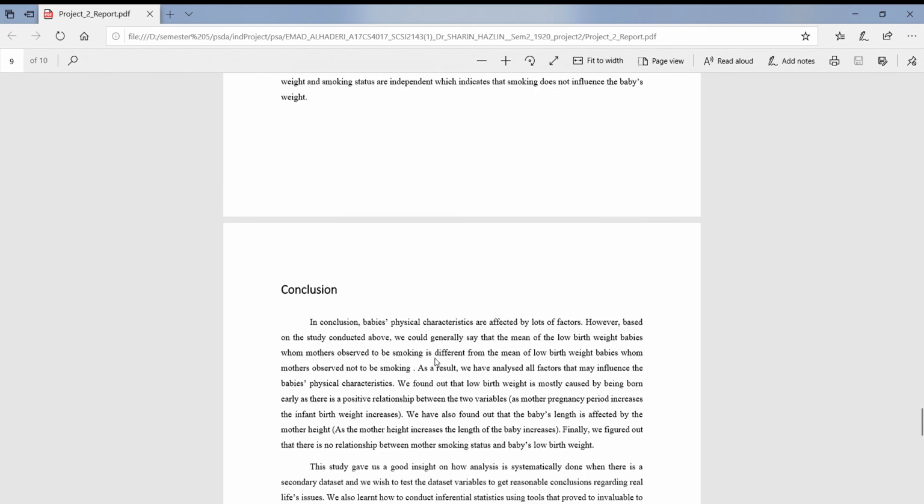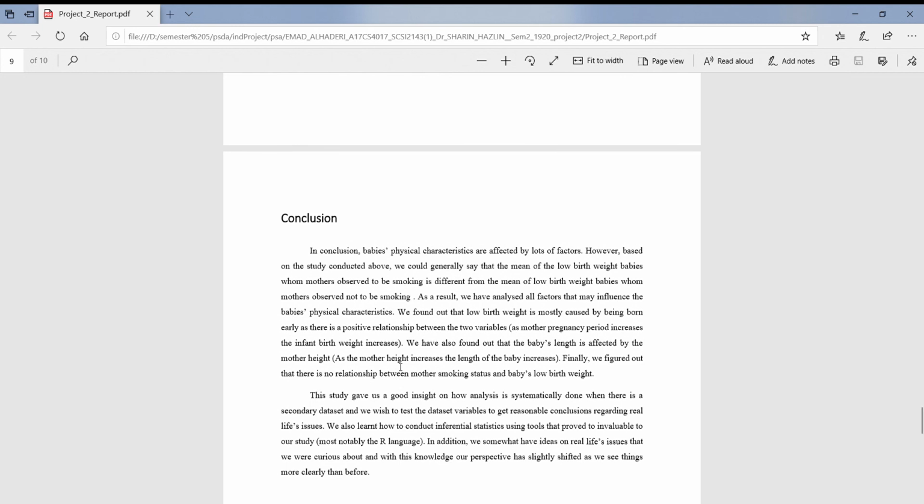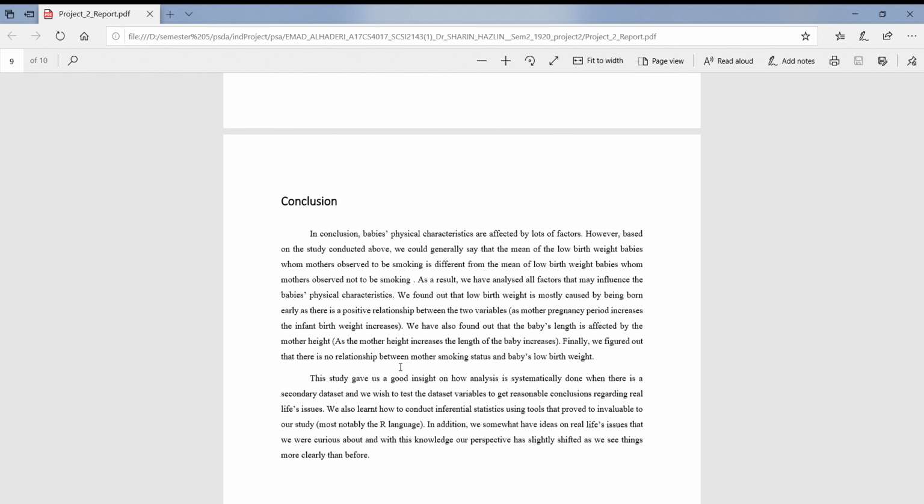Finally, in conclusion, I can say that baby's physical characteristics are affected by lots of factors. However, based on the study conducted above, we could generally say that the mean of the low birth weight babies whose mothers were observed to be smoking is different from the mean of low birth weight babies whose mothers were observed not to be smoking. As a result, we have analyzed all factors that may influence the baby's physical characteristic.